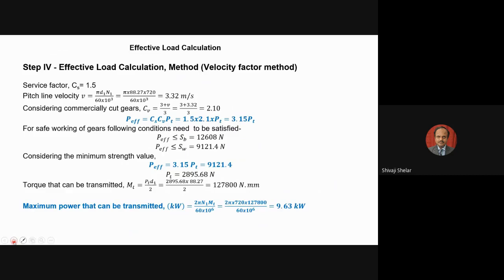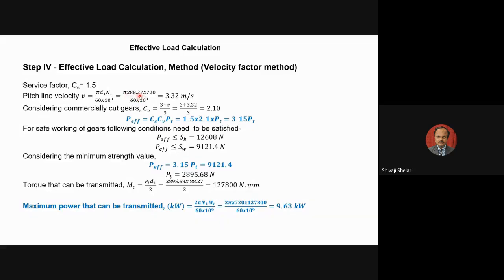Okay, the next slide talks about the effective load calculation. Since we have been given a service factor here, I am going for effective load calculation. The method used here is the velocity factor method. So what is the given data? First write down that data. We have service factor CS equal to 1.5, which is given in the problem. Then the pitch line velocity, small v, is pi d1 n1 upon 60,000.